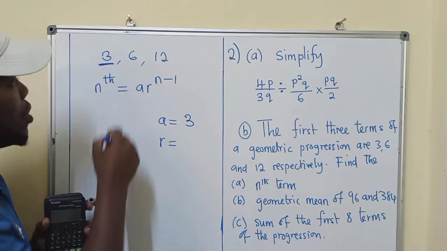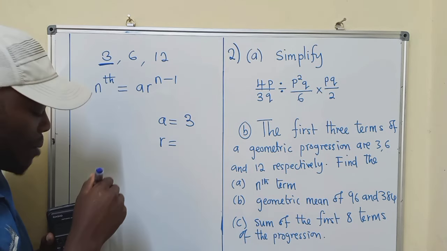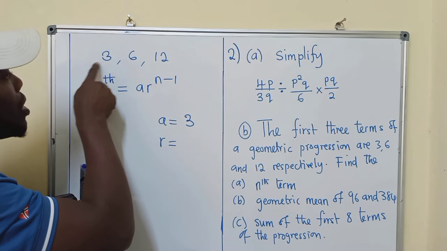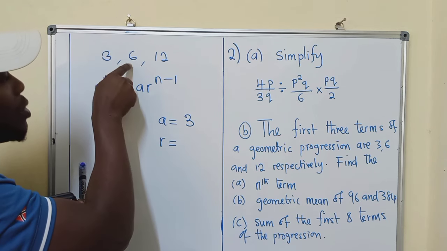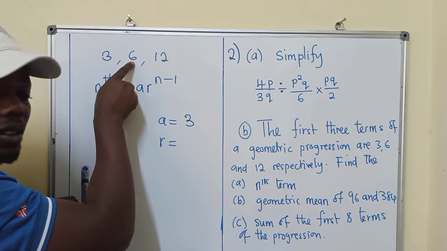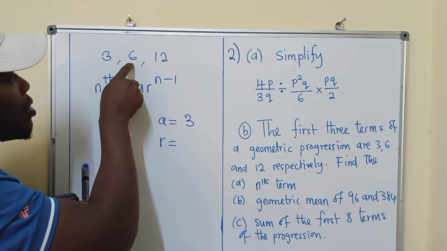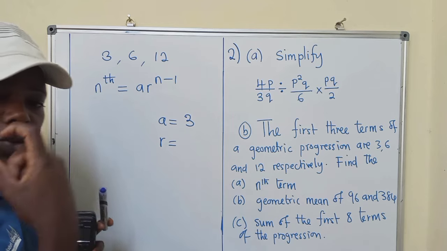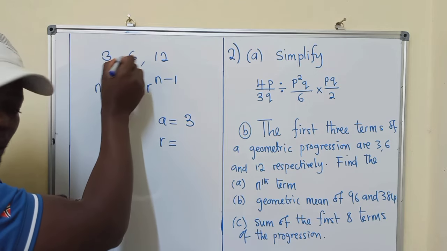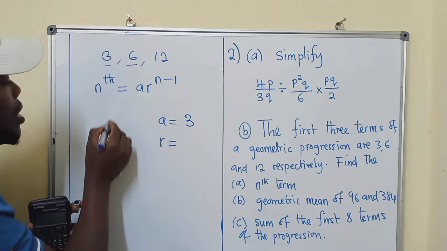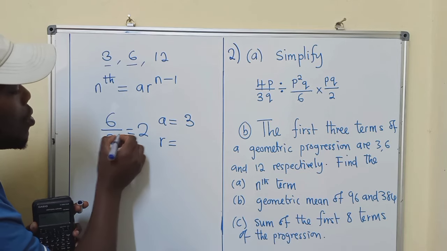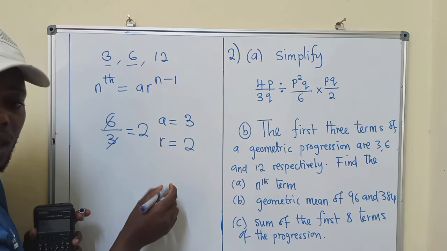For GP, you find the number that is being multiplied to find this. What number do you think they multiplied by this to get this? It's 2. 2 times 3 is 6, 6 times 2 is 12. Now to get that number, instead of just guessing, you pick 2 numbers that are following each other. I'll get 6 and 3, so it's 6 divided by 3. What are we getting? It's a 2. And this is our R.